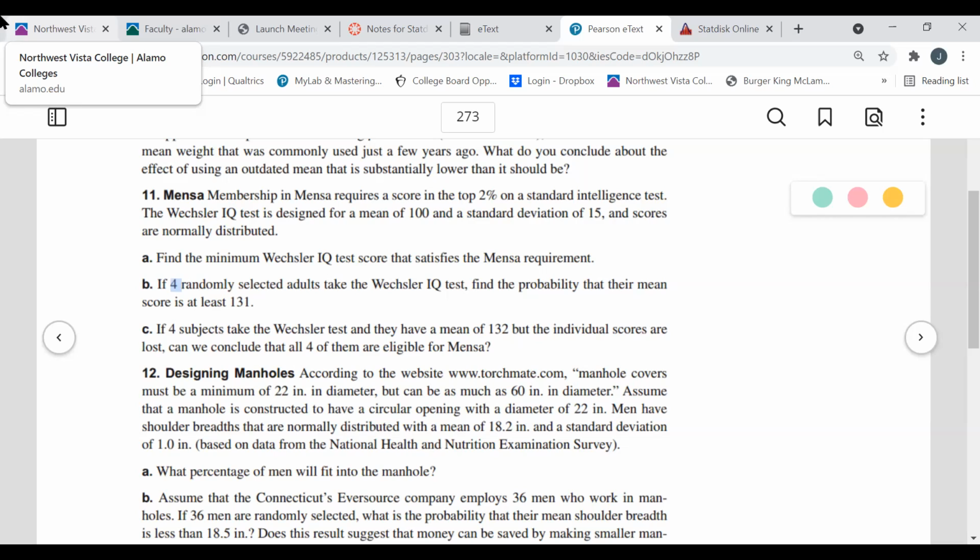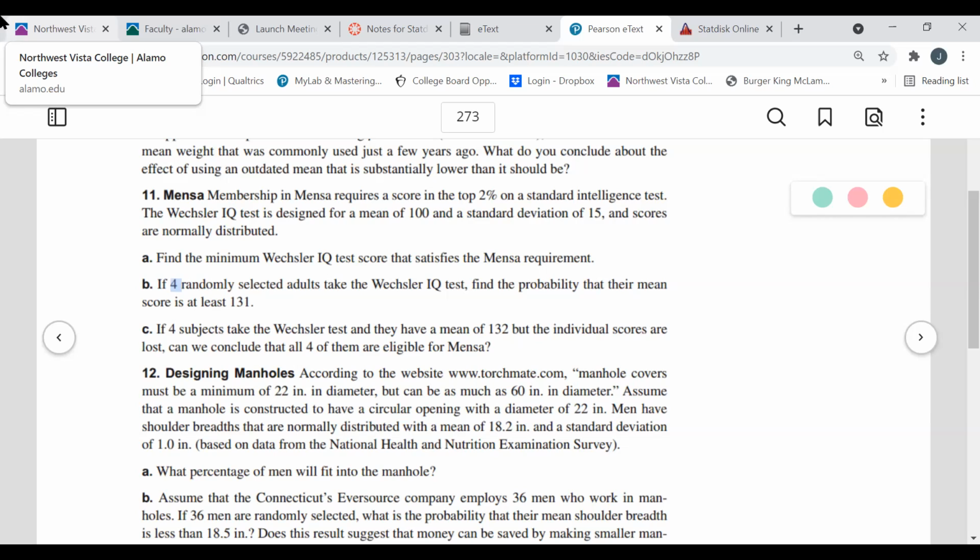All right, now I need to write the probability. So this is going to be the tricky part. We're trying to find the probability that the mean is at least 131. What does at least 131 mean? Is it greater than or less than 131? Or less than or equal to, or greater than or equal to? At least means that's the smallest that it can go. That's the smallest, at least. So I'm thinking it's going to be greater than.